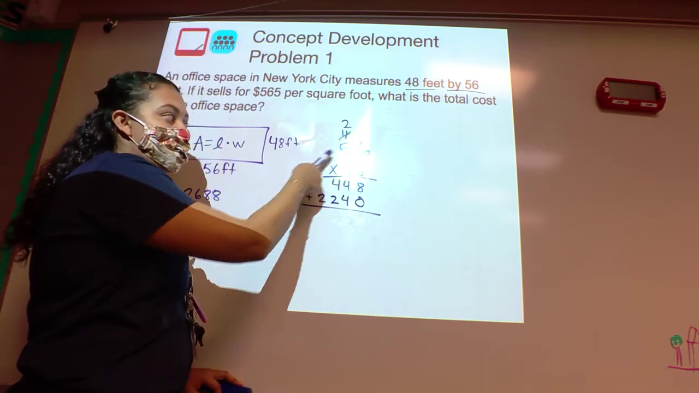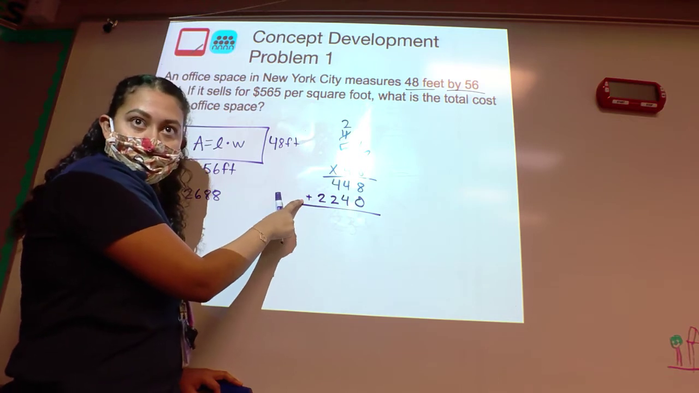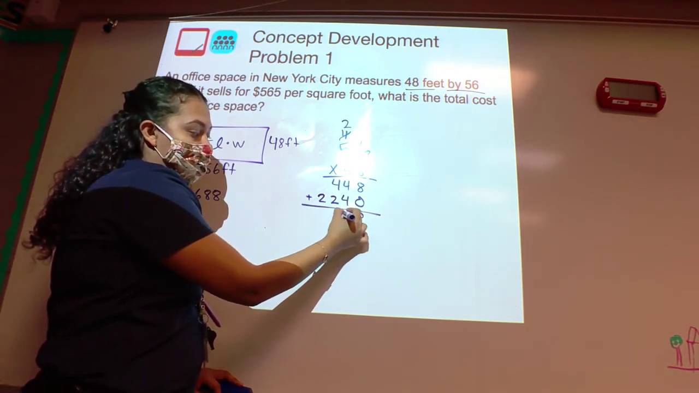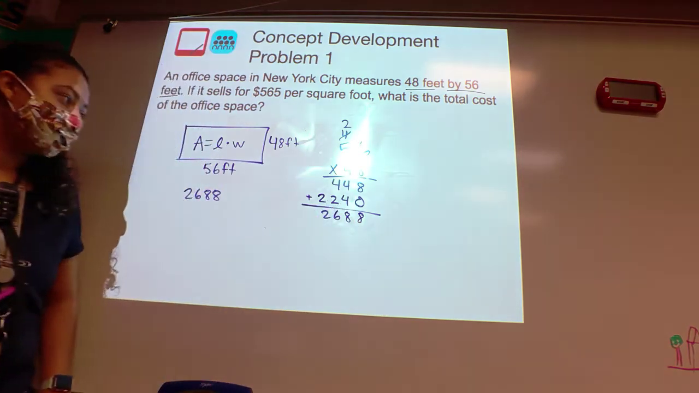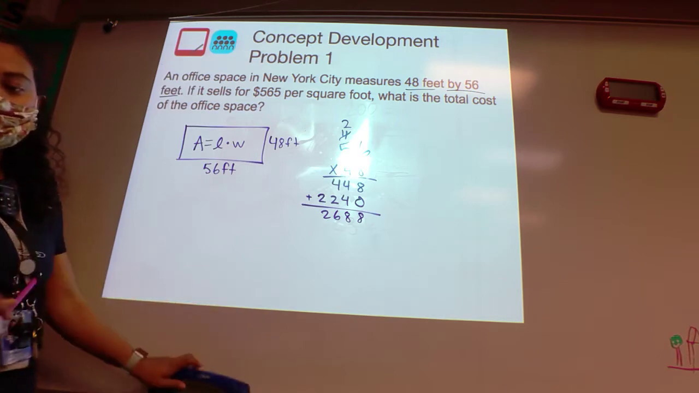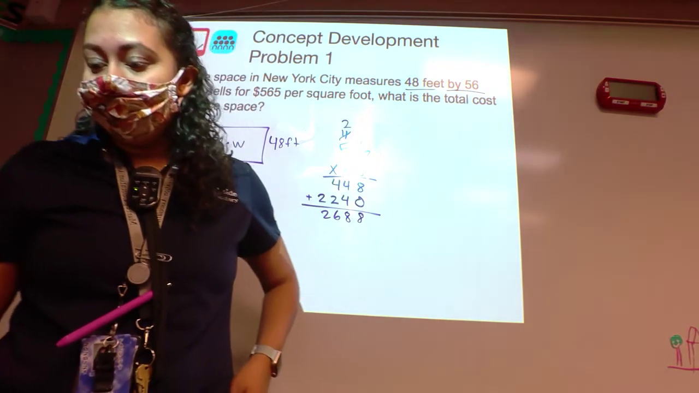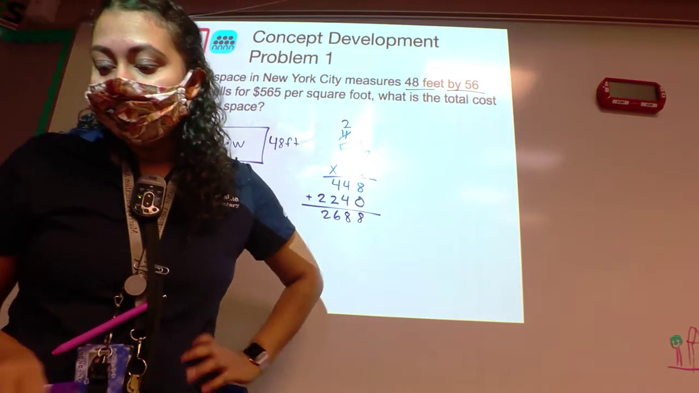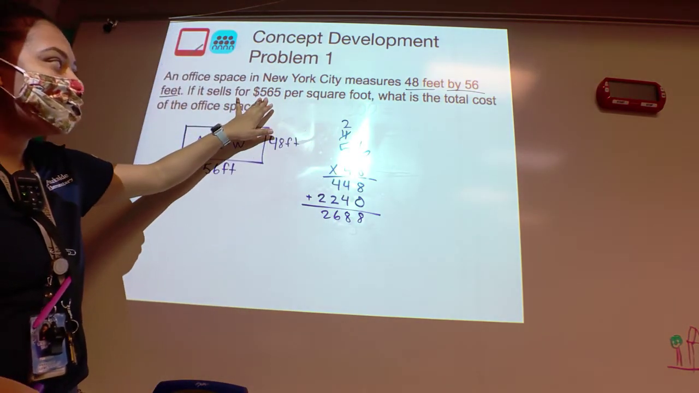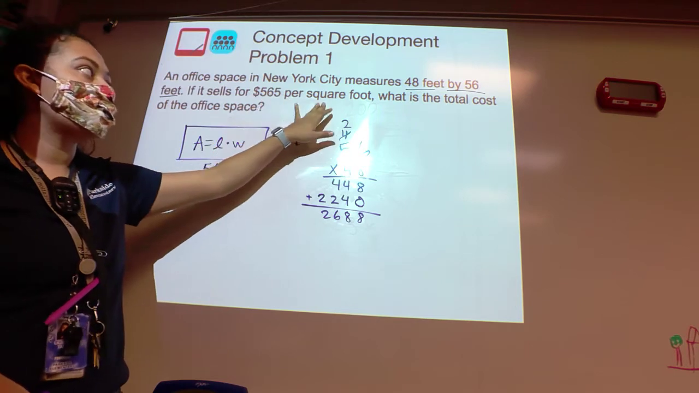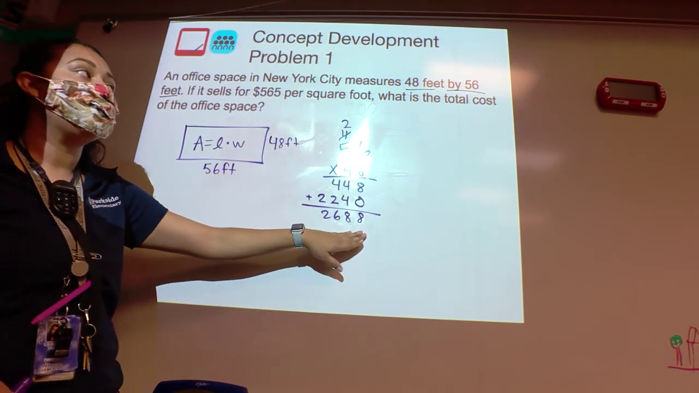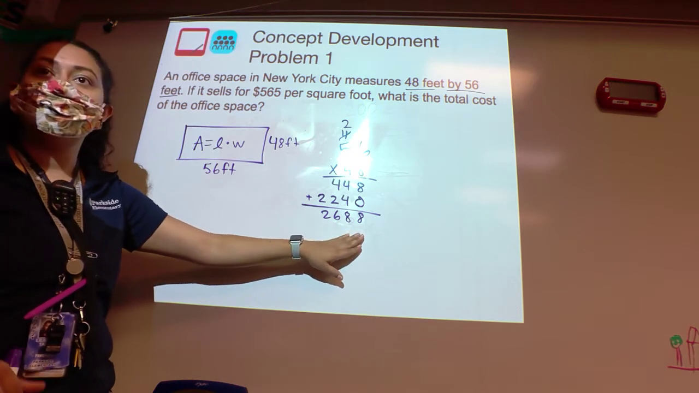Because we don't have any more digits to multiply, now we add them together. 8, 8, 6, 2. Was Noah correct? Yes, he was. Awesome job, Noah. Good estimate. Okay, so we know the area of the office space. Now, if it sells for $565 per square foot, and there's 2,688 square feet, what is the total cost of the office space?